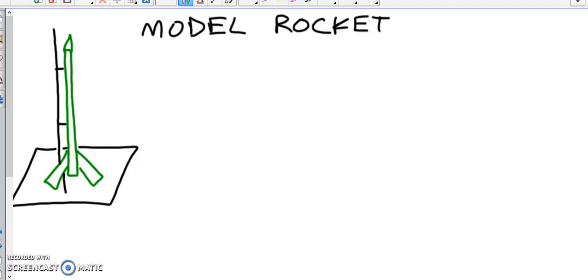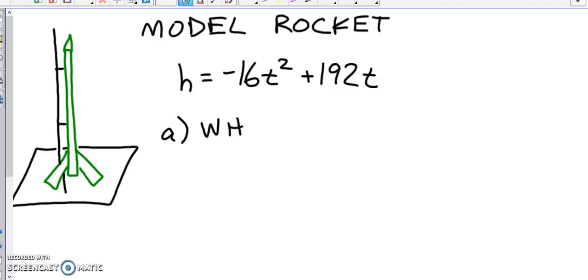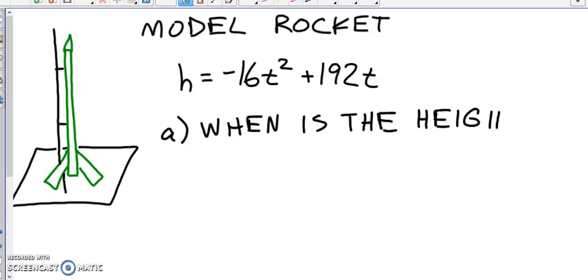And the height of the model rocket is given by h equals negative 16t squared plus 192t when the rocket is fired. So asking a few questions from this, part A, when is the height 432 feet?